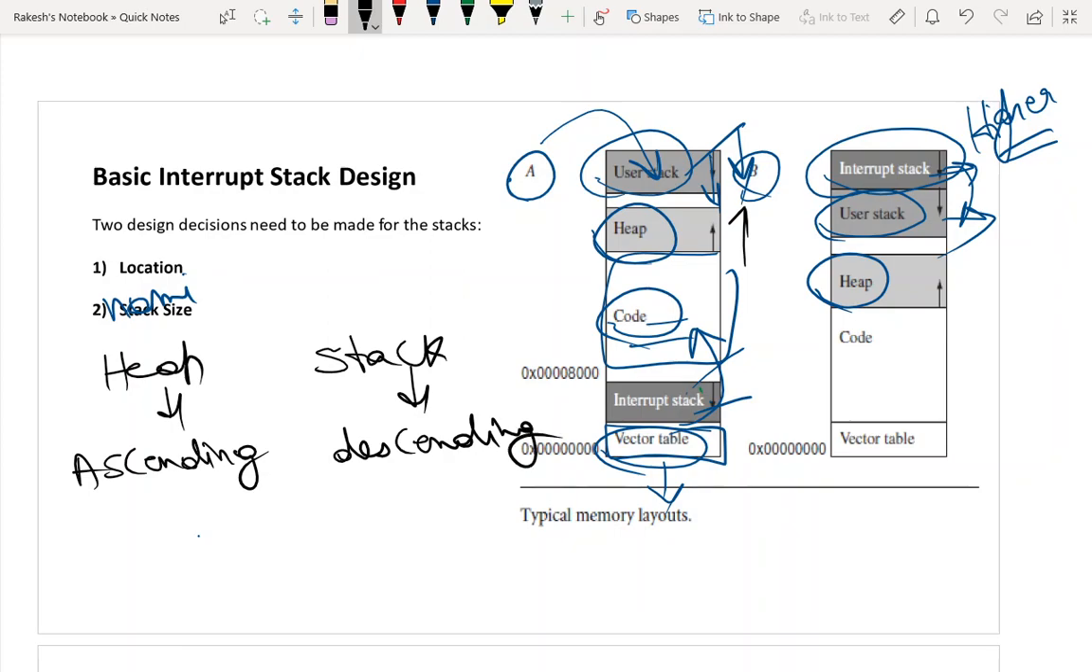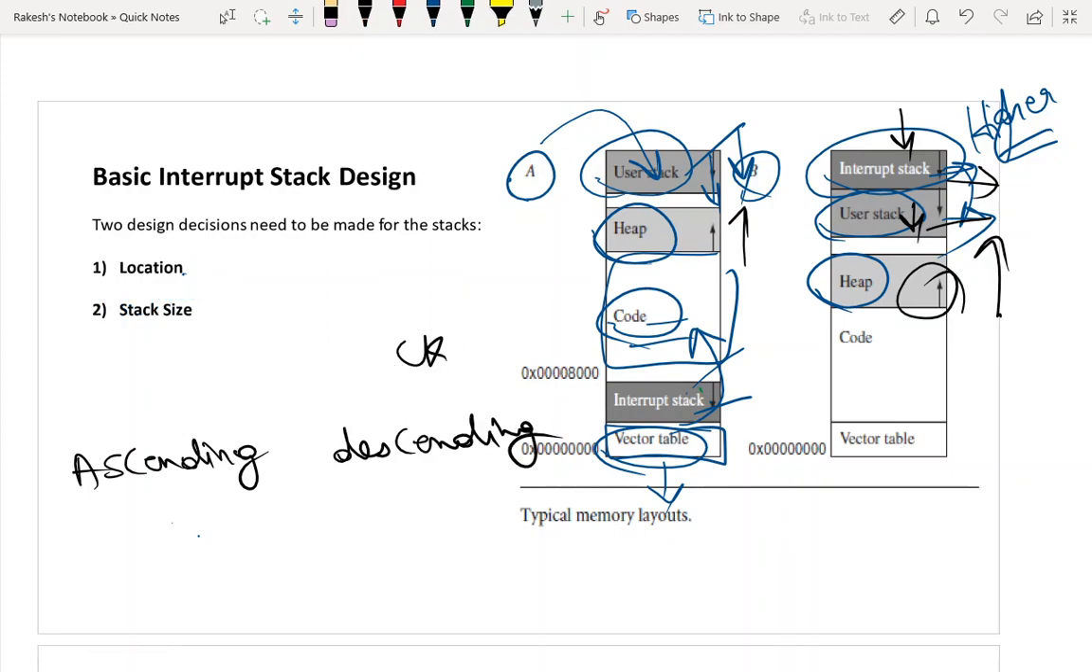Just observe here, descending in both the user stack as well as the interrupt stack, you have this downward arrow, isn't it? Whereas in the case of the heap, you have the upward arrow. So it's ascending memory address, and this one is descending memory address. So that is the difference between the heap and the stack. Not to be worried too much regarding this one.